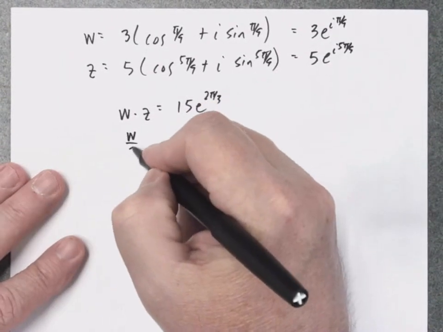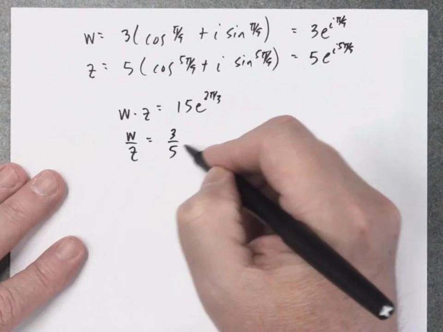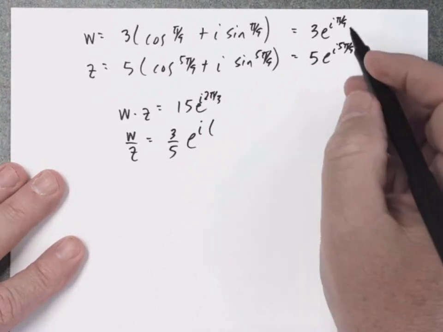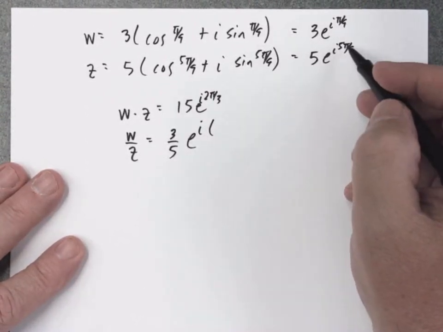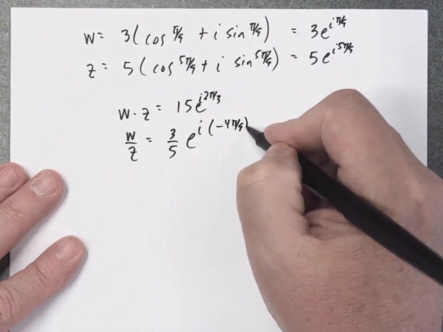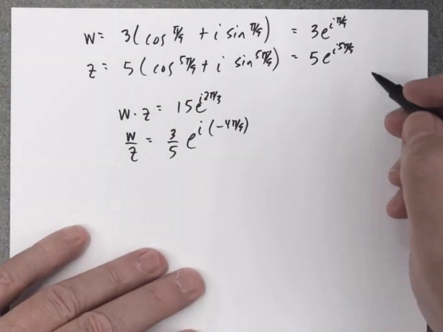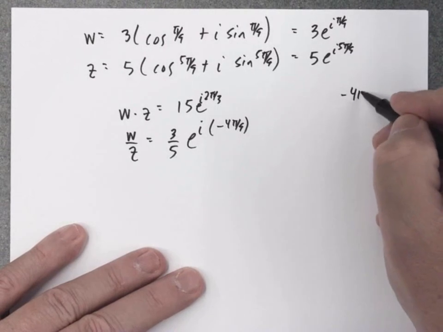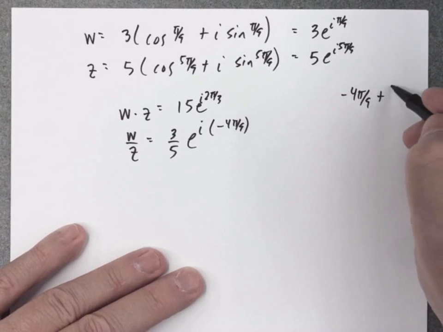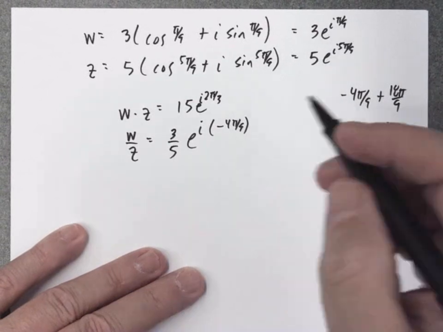And then if I want to divide them, 3 divided by 5, I keep forgetting the i here. And then we subtract pi over 9 minus 5 pi over 9. So once again, we don't want to leave this negative angle here. So basically we have to find a coterminal angle. So to find coterminal angles, I add 2 pi to this. Well, 2 pi is 18 pi over 9. 14 pi over 9.